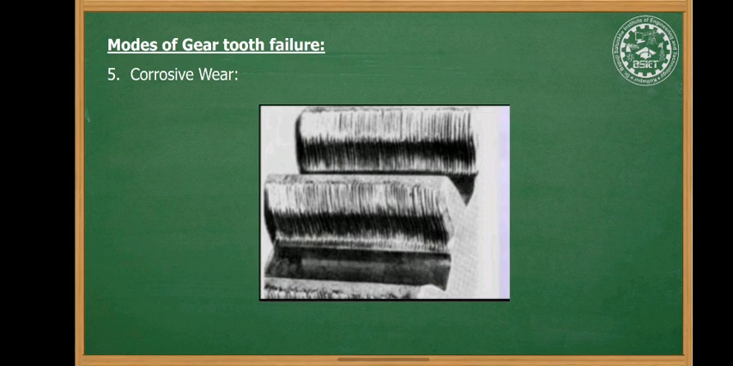And the last one is corrosive wear. Corrosive wear is due to chemical action by improper lubricant, or sometimes it may be due to the surrounding atmosphere which may be of corrosive nature. In order to avoid this type of wear, proper anti-corrosive additives should be used. So these are some modes of failure of gear tooth.